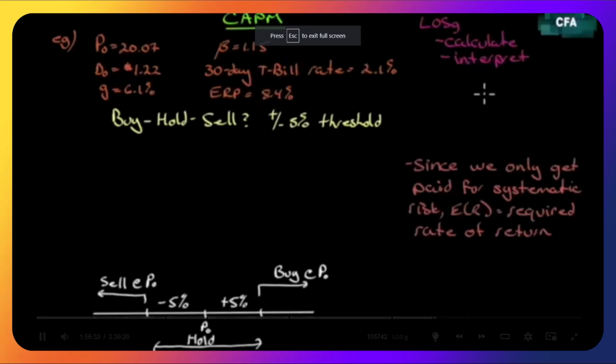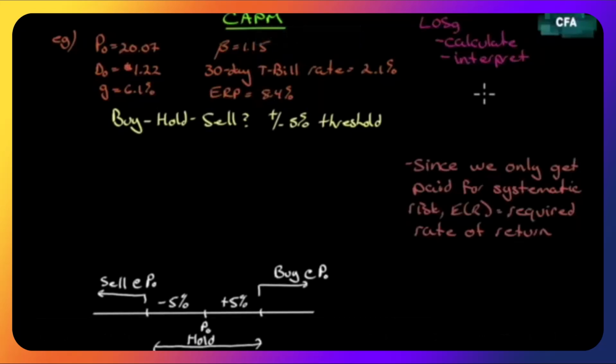We have a stock whose current price is $20.07. Current dividend is $1.22. The growth rate on the dividend is 6.1%. Stock has a beta of 1.15. The 30-day T-bill rate is coming in at 2.1%. The equity risk premium in the market is 8.4%. Is this stock a buy, a hold, or a sell?